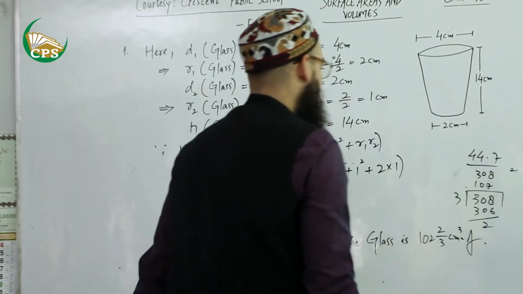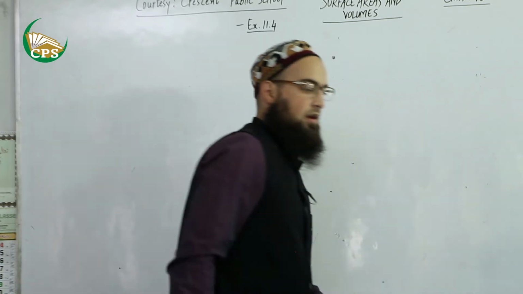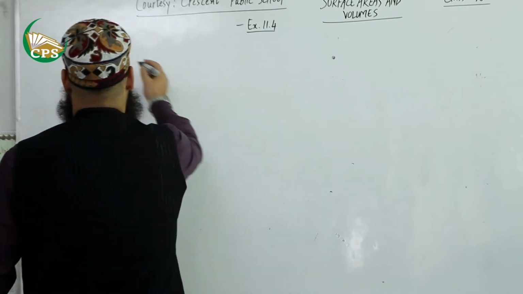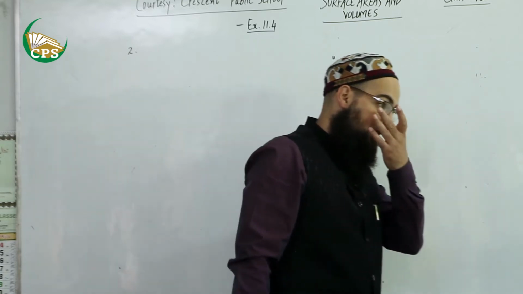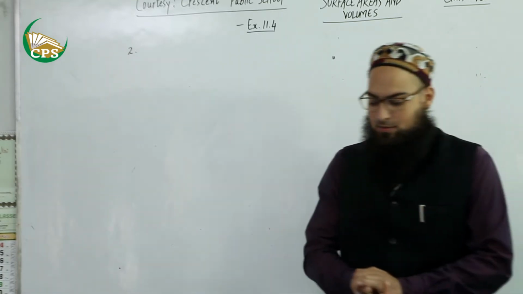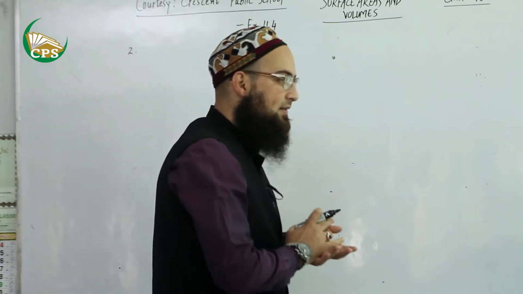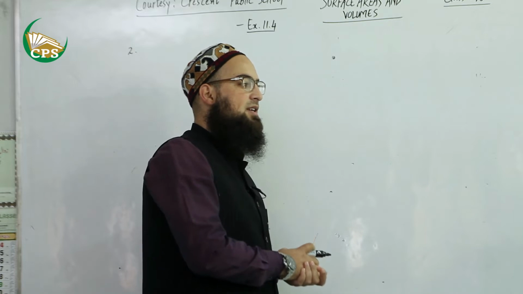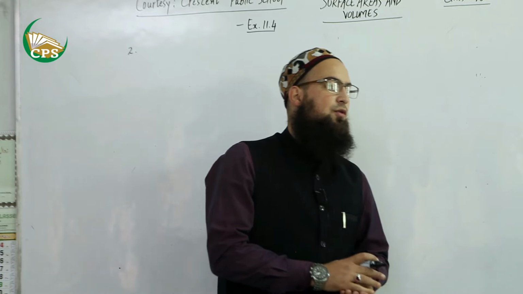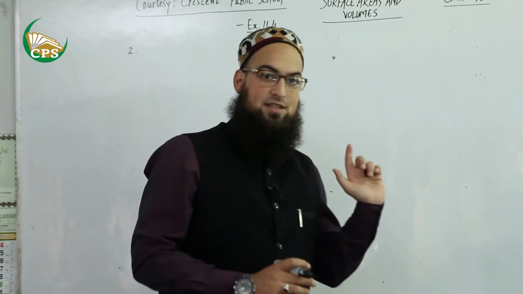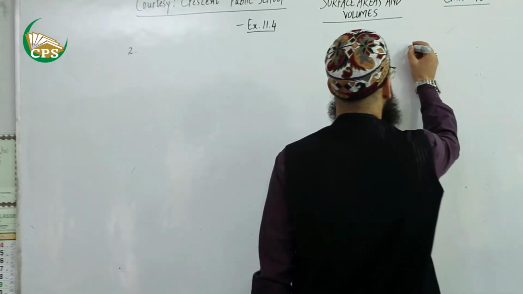Now let's have question number 2. Question number 2 says the slant height of a frustum of a cone is 4 centimeter. Now again we have a frustum of a cone. Its slant height is given, that is 4 centimeter, and perimeters of the circular ends are 18 centimeter and 6 centimeter. Now you need to find the curved surface area of this very frustum. Let me draw it. We have a frustum.